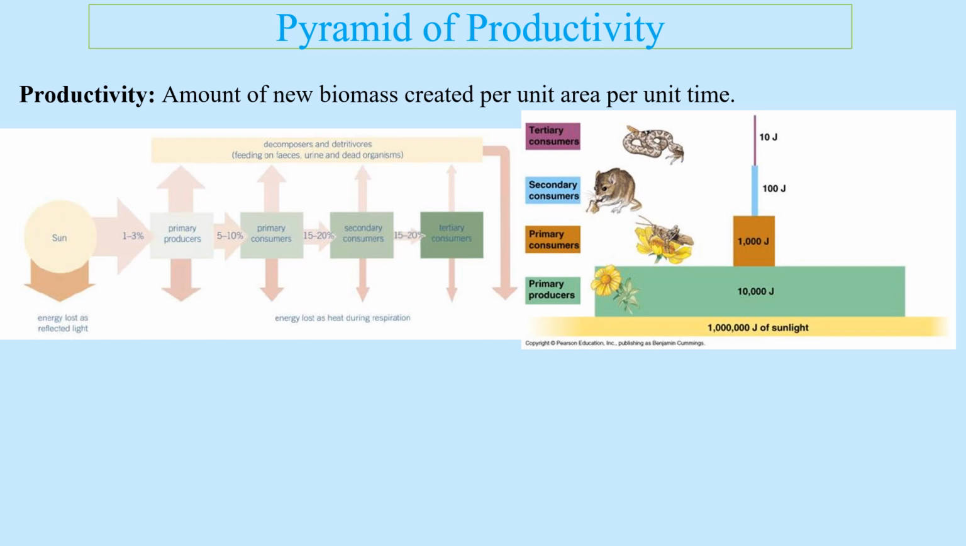So productivity then is the amount of new biomass created per unit area per time. And as I said, it will always go down because the productivity always drops because there's less and less energy available at each stage in the ecosystem and in each trophic level in the food chain.